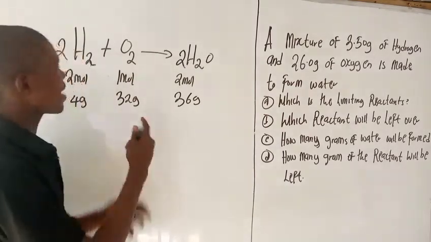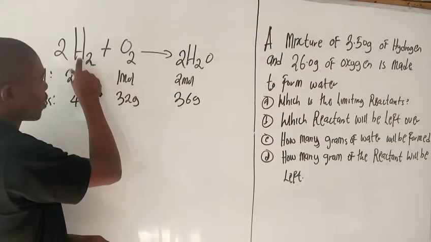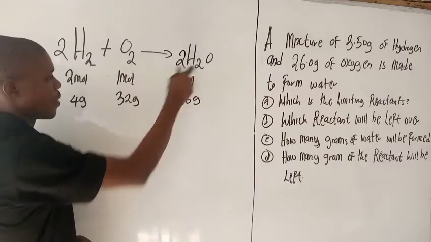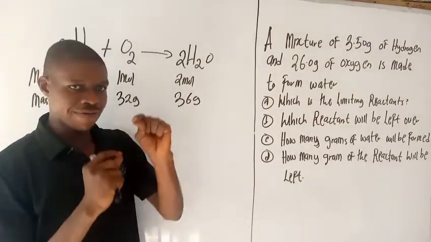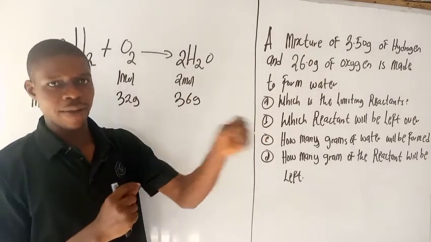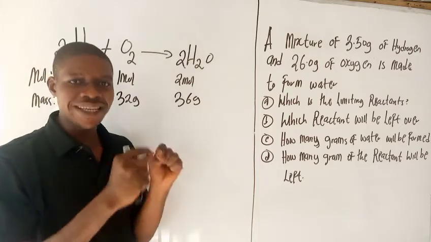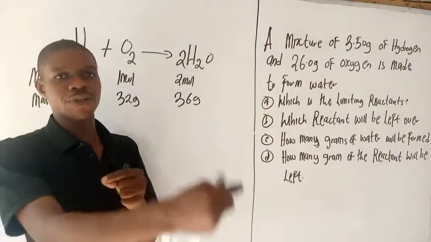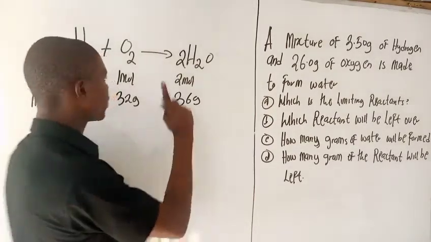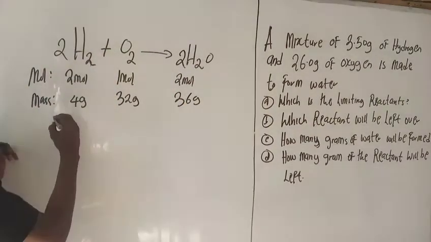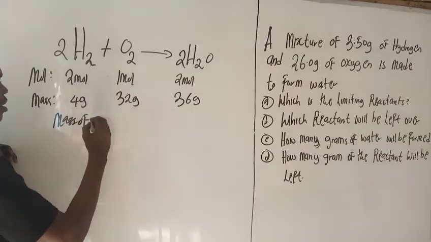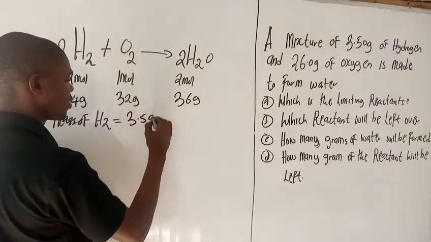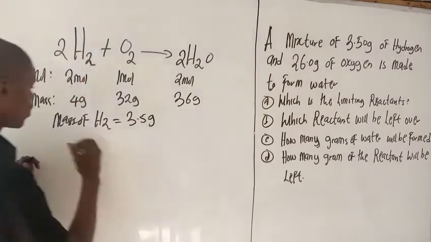So after using the mass of hydrogen to calculate the mass of water, and the mass of oxygen to calculate the mass of water, the two values will be different. One will be higher than the other. The reactant that produces the least amount of product is the limiting reactant, while the one that produces the highest amount of product is the reactant in excess. So for the question here, the mass of hydrogen was given to me to be 3.5 gram.